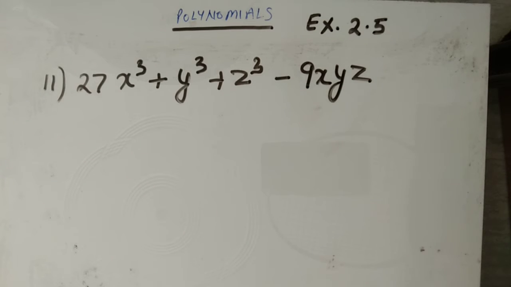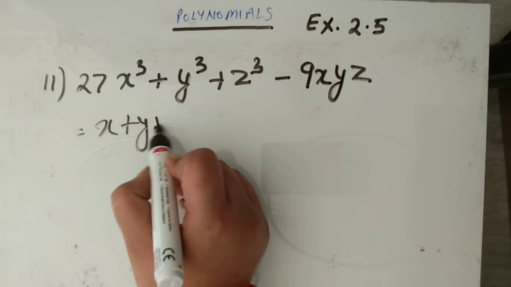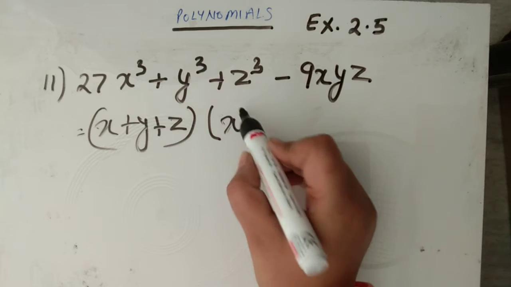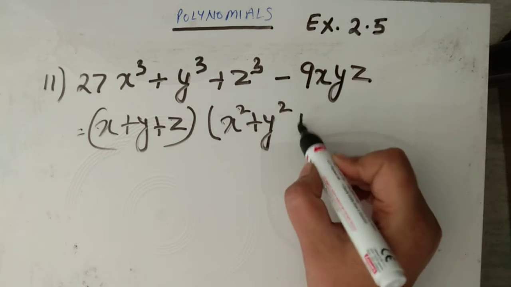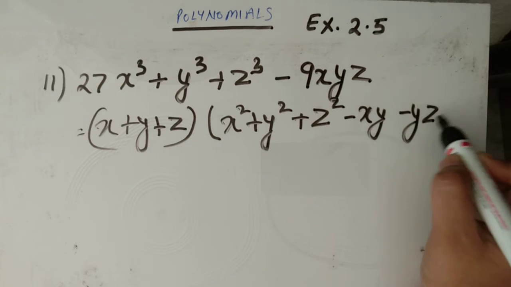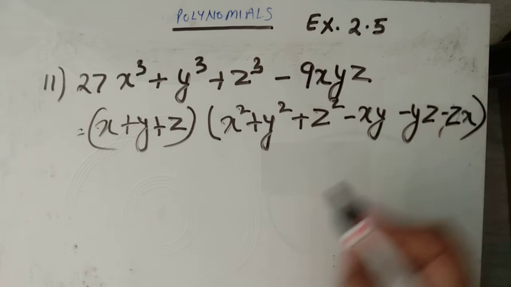So the next question 11 is this, you have to factorize. Okay, for this first of all remember that identity: x cube plus y cube plus z cube minus 3xyz is equal to x plus y plus z into x square plus y square plus z square minus xy minus yz minus zx. So this identity you have to utilize here.